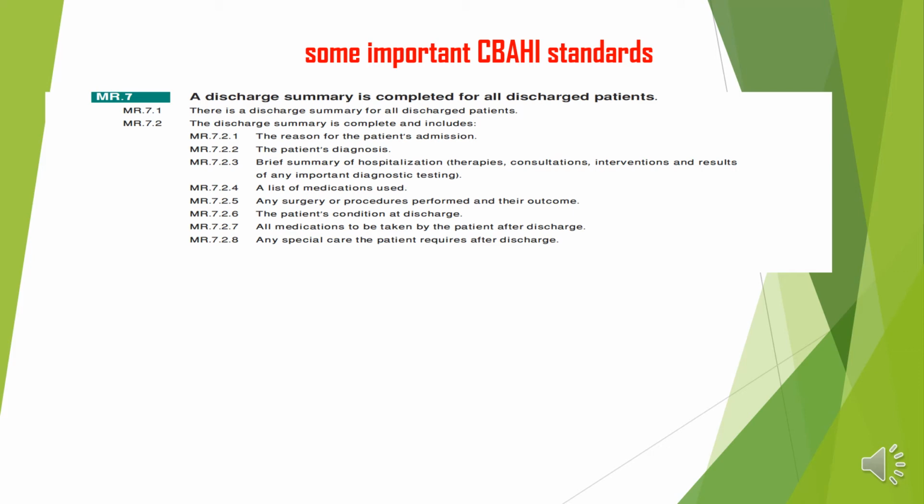Let's go for another standard, which is medical record 7. A discharge summary is completed for discharged patients. If you are discharging the patient, you have to have a complete discharge summary. What's the requirement here? The reason for patient admission, why we admitted this patient. Patient diagnosis, a brief summary about hospitalization, what kind of therapies, consultation, intervention, results of any important diagnostic tests, a list of medication used, any surgery or procedure done, the patient condition at discharge, all medication to be taken by the patient after discharge at home, and any special care required after discharge like physiotherapy or some rehabilitation.